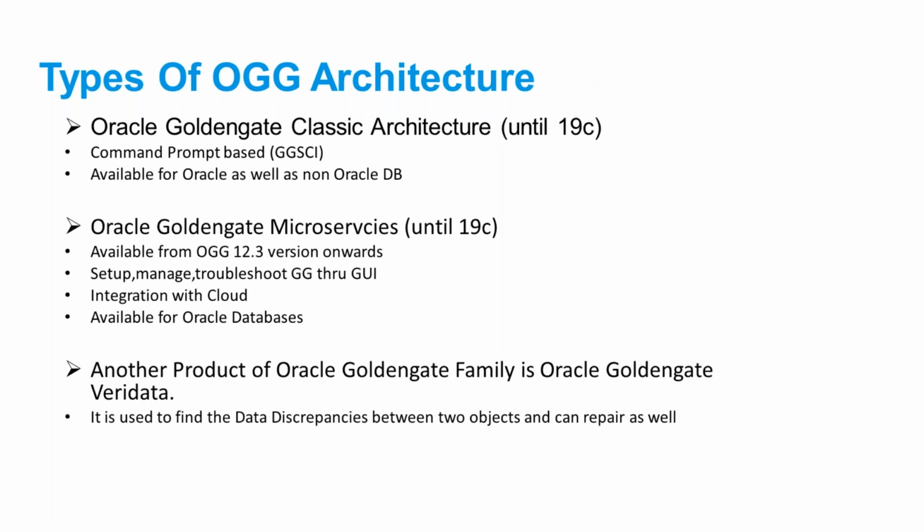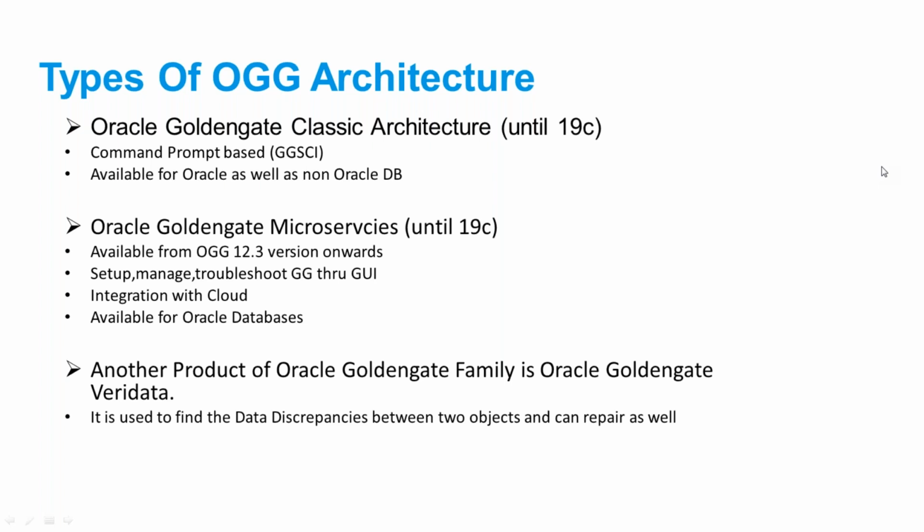Until Oracle Goldengate 19C, there are two types of architectures available. One is Oracle Goldengate Classic Architecture and the second is Oracle Goldengate Microservices Architecture. Classic Architecture has been available since the beginning of Goldengate. So let me give you a quick overview of Goldengate. Introduction to Oracle Goldengate: Goldengate was founded in 1995 as a standalone company and it is named after the famous San Francisco bridge. In 2009, Oracle took it over, and since then it is known as Oracle Goldengate.